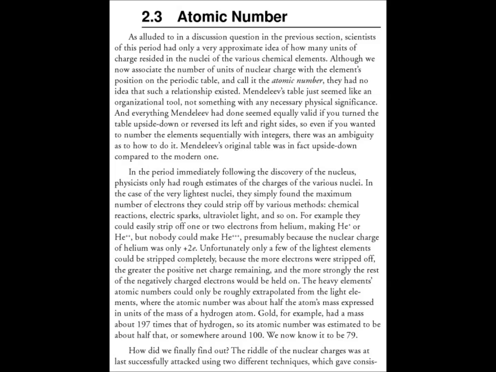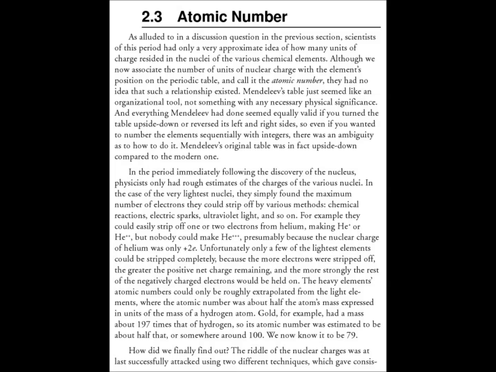Unfortunately, only a few of the lightest elements could be stripped completely, because the more electrons were stripped off, the greater the positive net charge remaining, and the more strongly the rest of the negatively charged electrons would be held on. The heavy elements' atomic numbers could only be roughly extrapolated from the light elements, where the atomic number was about half the atom's mass expressed in units of the mass of a hydrogen atom.